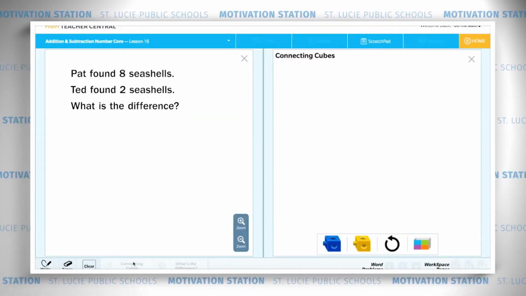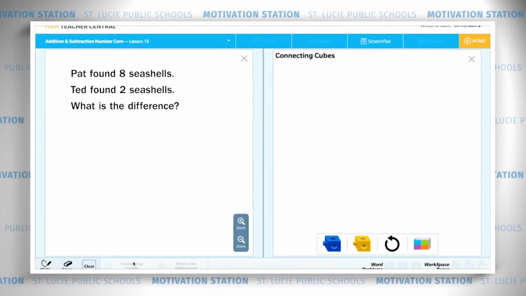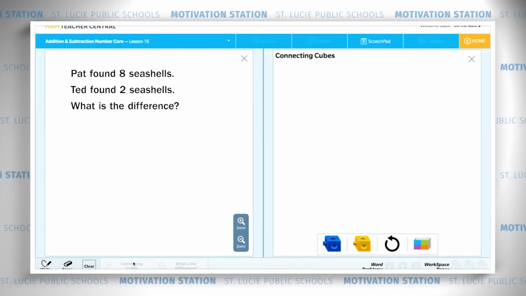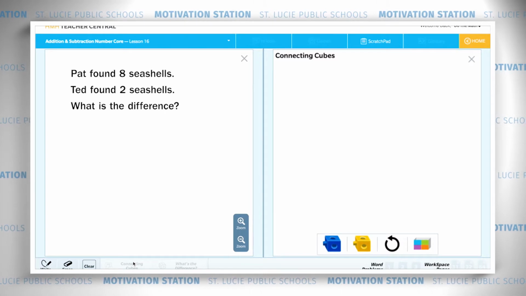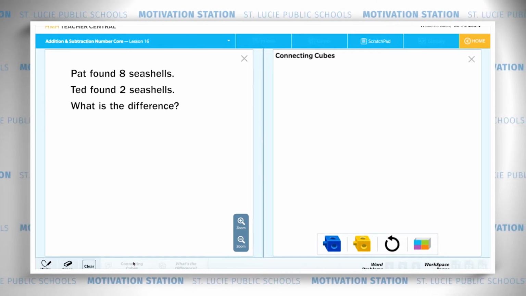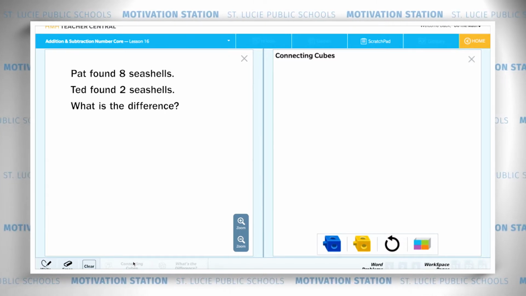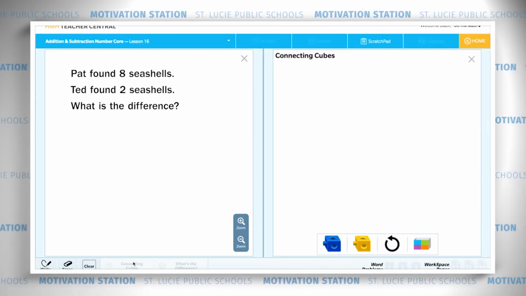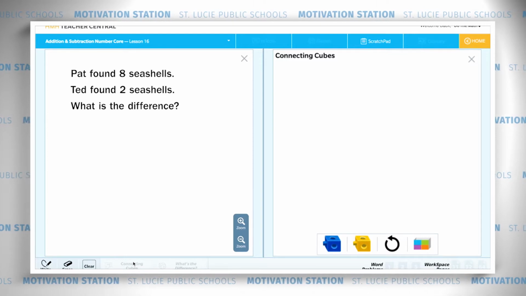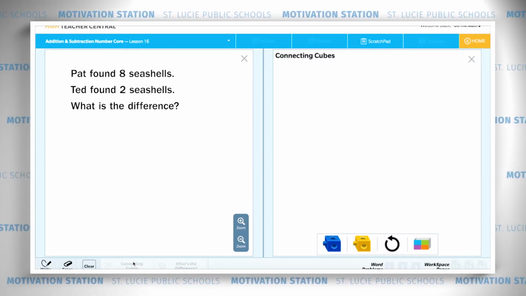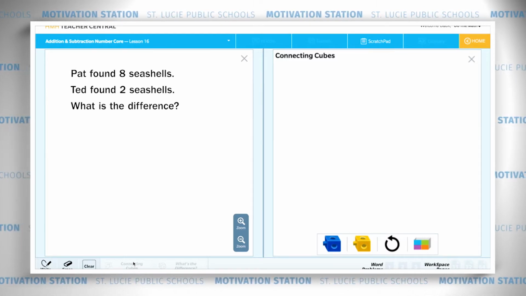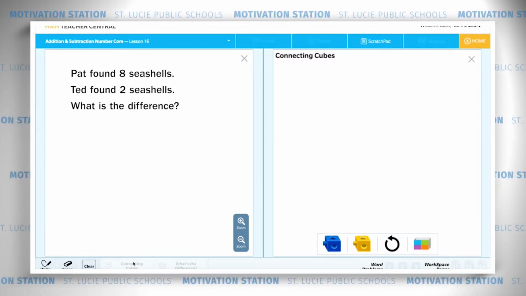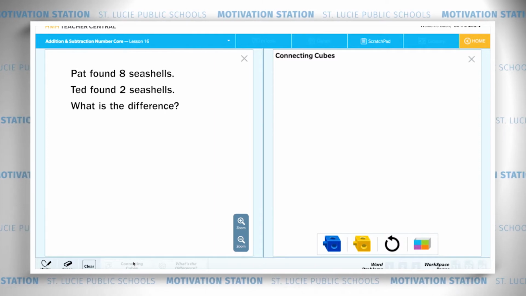So the problem says, Pat found 8 seashells. Ted found 2 seashells. What is the difference? So we're going to use our cubes. So we're going to make first a cube train for Pat's seashells. Ooh, that's a tongue twister. Seashells. And then we're going to make a cube train for Ted's seashells. Whew. Miss Benson's getting her tongue all tied up. And then we're going to place the trains next to each other to compare them and figure out the difference in the number of seashells.